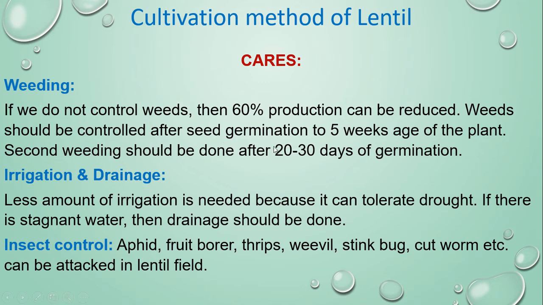Weeds should be controlled after seed germination to 5 weeks age of the plant. Second weeding should be done after 20 to 30 days of germination. Make sure there will be no weed present in the field.